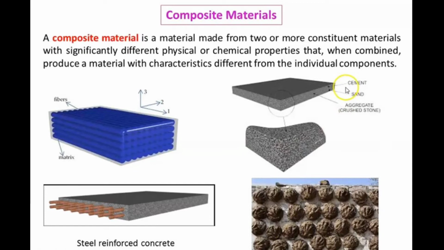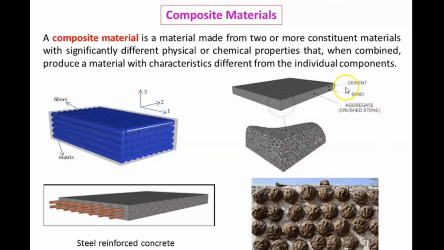Hello students, in this video I am going to talk on the topic composite materials. Composite material is a material made from two or more constituent materials with significantly different physical or chemical properties that, when combined, produce a material with characteristics different from the individual components. Or it is also defined as: it consists of two or more constituents that are combined at a macroscopic level to form a useful third material.